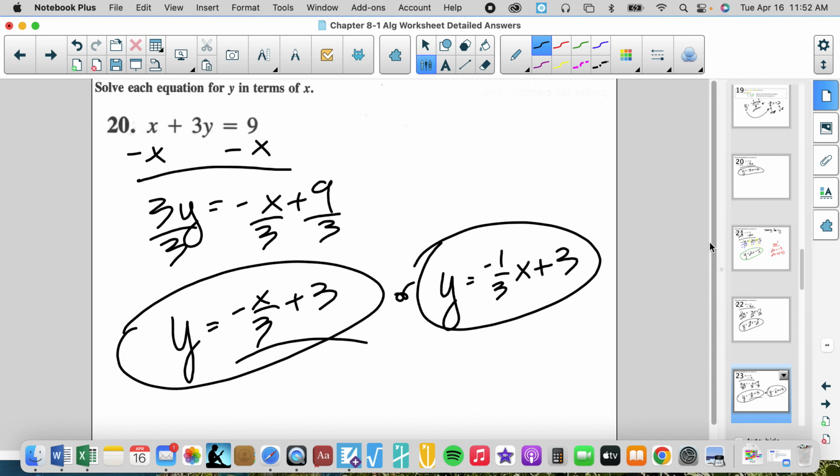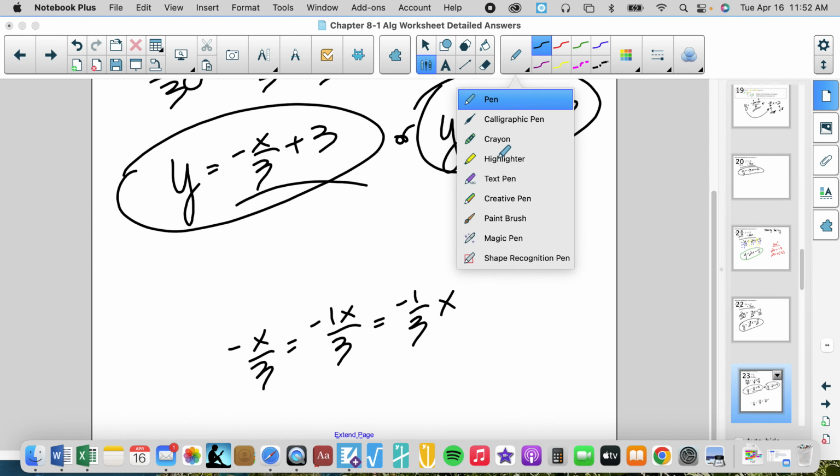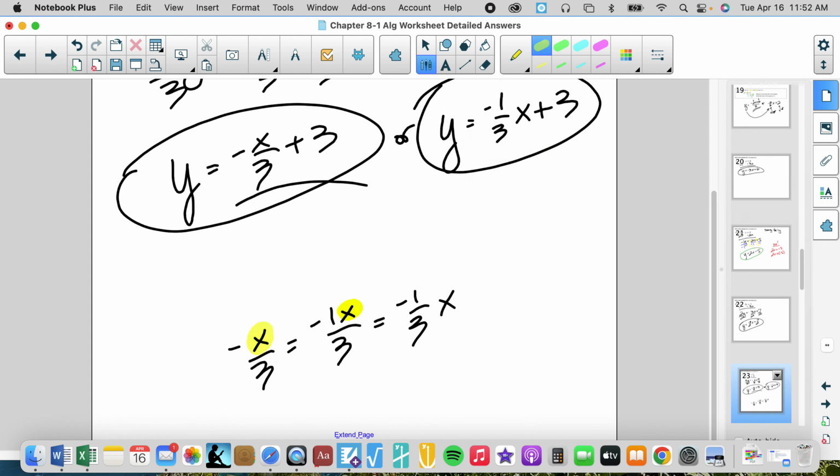So those are okay. We have to understand that negative x over 3 is the same as negative 1x over 3, which is the same as negative 1/3 x. Notice where the x is. The x is in the numerator. Negative 1 is in the numerator. And 3 is in the denominator. So these two statements are equivalent. Those are the same values.